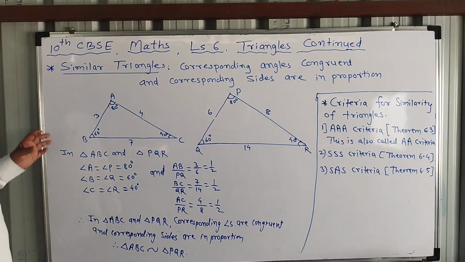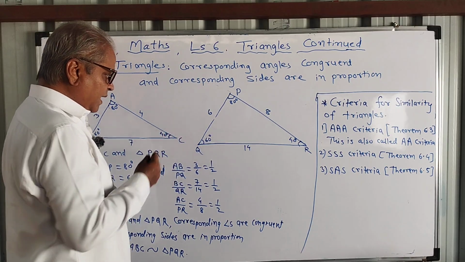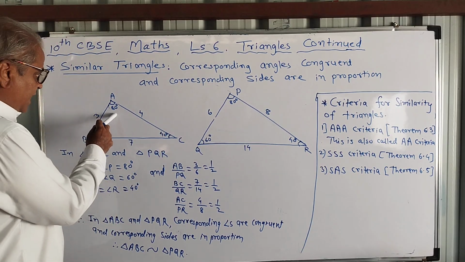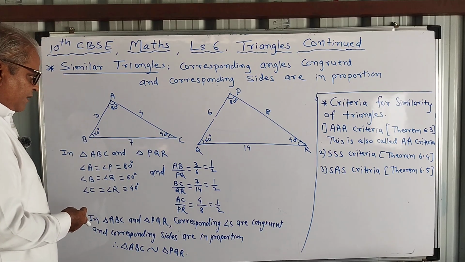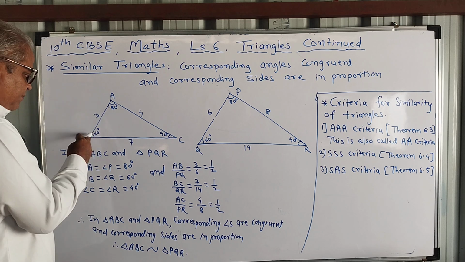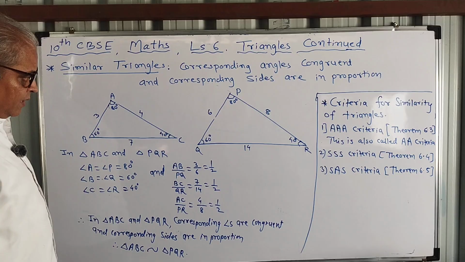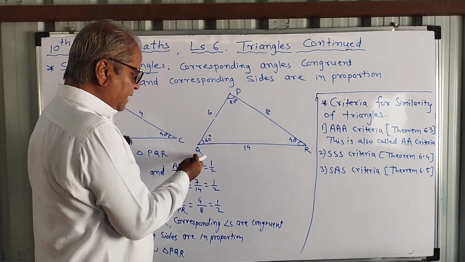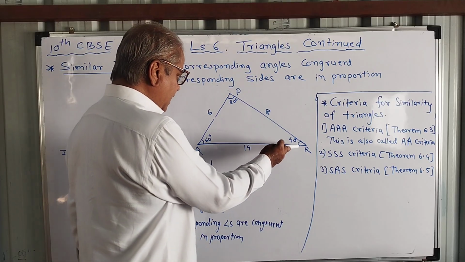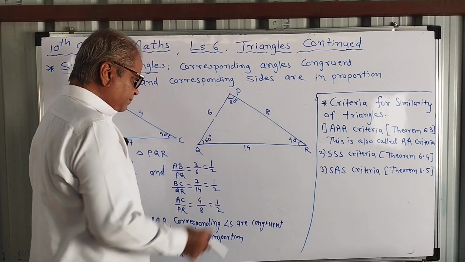So let us explain this with the help of two triangles. Let triangle ABC and triangle PQR be the two triangles in which angle A is equal to 80, angle B is equal to 60 degrees, angle C is equal to 40 degrees, and the sides of triangle ABC, AB is equal to 3, BC is equal to 7, and AC is equal to 4. Consider another triangle PQR in which angle P is equal to 80 degrees, Q is equal to 60, and R is equal to 40 degrees, and sides are 6, 14 and 8.